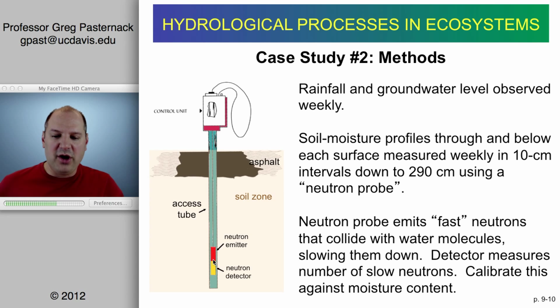The device has two parts. One is a neutron emitter. This is a radioactive device, emitting neutrons. A neutron, remember, is like the nucleus of an atom, and it is about the same size as a hydrogen atom, because hydrogen consists of 1 neutron and 1 proton, where the neutron is a lot bigger than the proton.